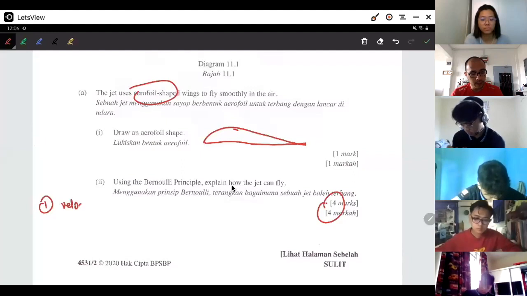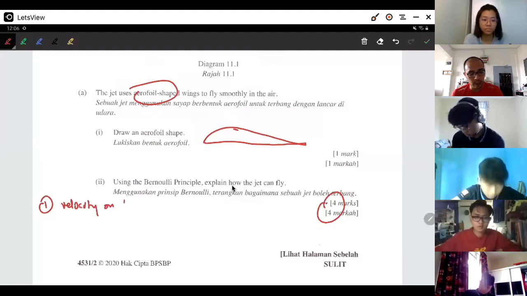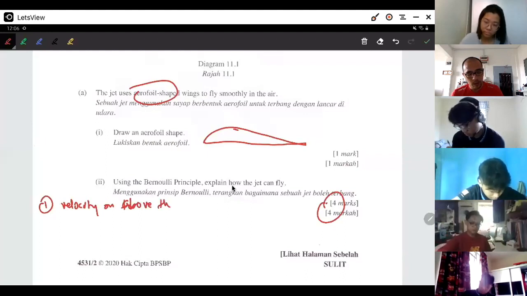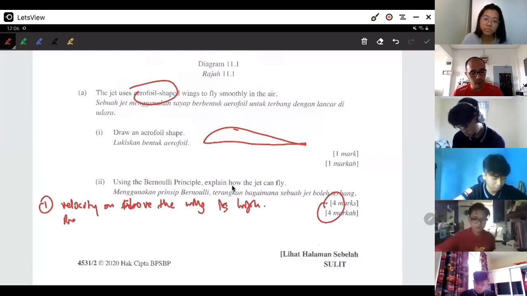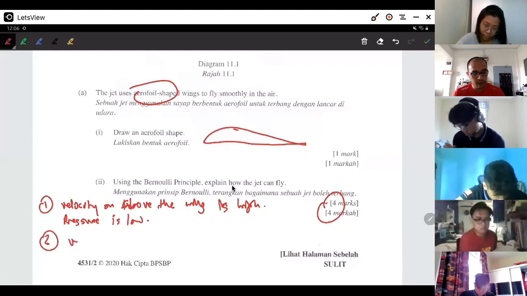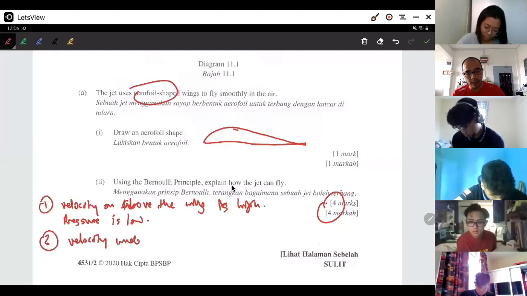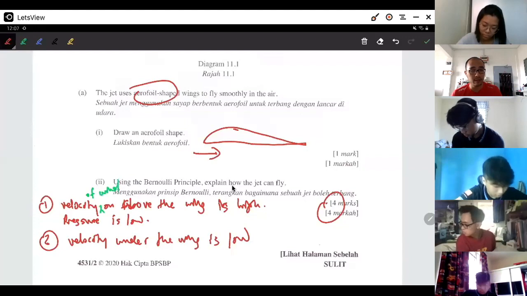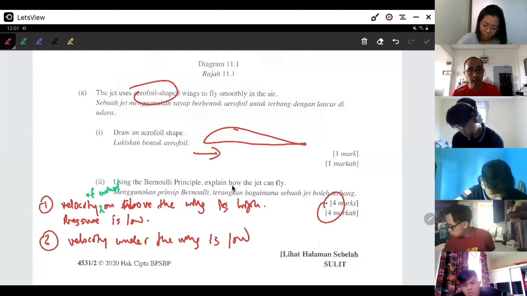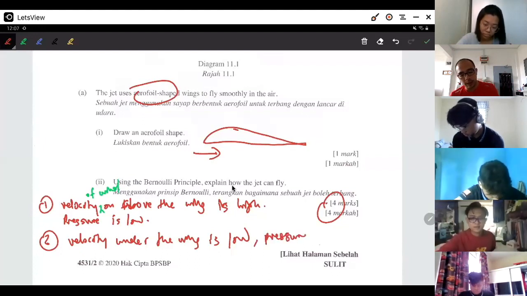Okay, velocity above the wing, high. Okay, is high, so pressure low. Then secondly, velocity under the wing, di bawah sini, is low. You can also say velocity of the wind lah. Okay, kalau kamu mau cakap, but you don't have to say lah. The velocity of the wind under the wing is low, therefore pressure is high.